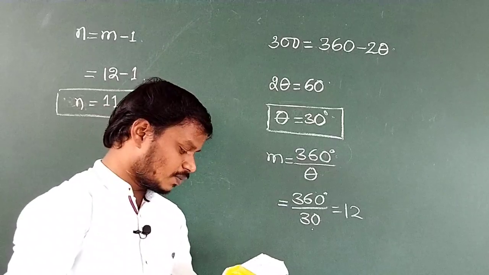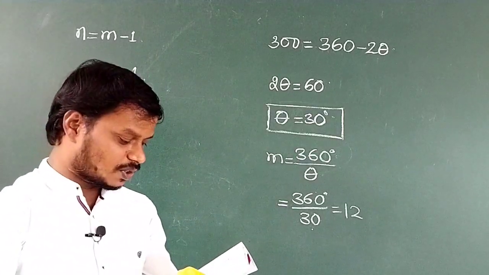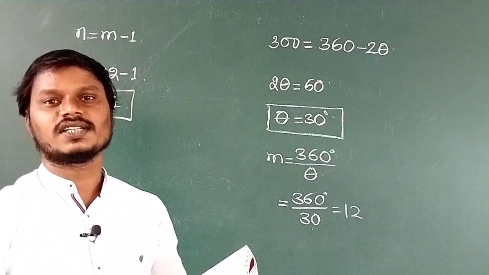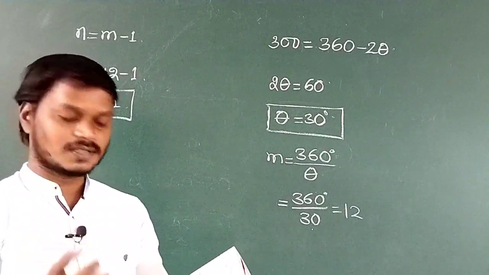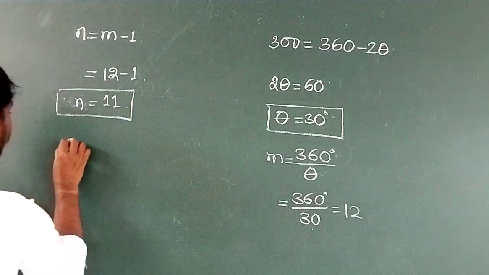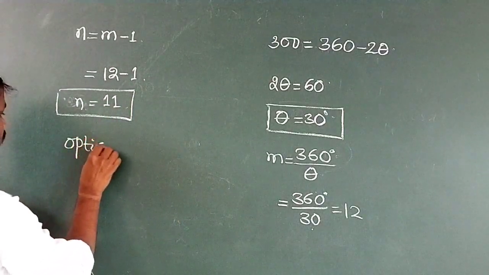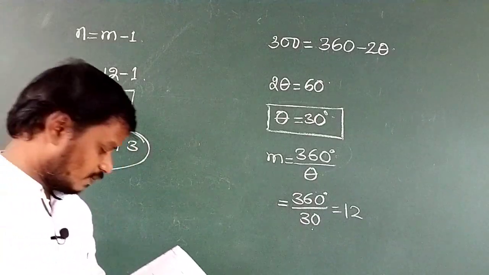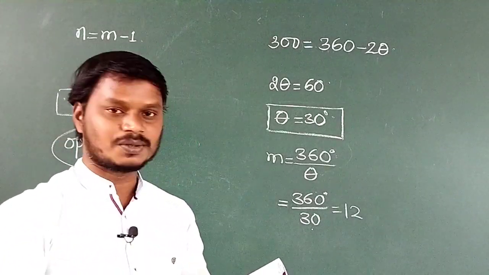So options given: first option 60, second option 12, third option 11, and fourth option 5. So which is the correct option here? Third option is the correct, because third option is 11. Option 3 is the correct answer. Next, let us move to the third question.